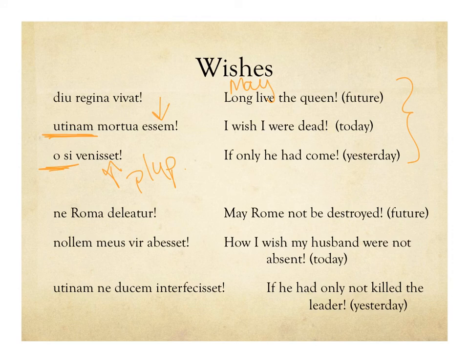In the negative, you can see a similar kind of thing. In the first one, I just have ne here. Ne Roma deleatur. May Rome not be destroyed. I hope Rome won't be destroyed. A wish for the future.